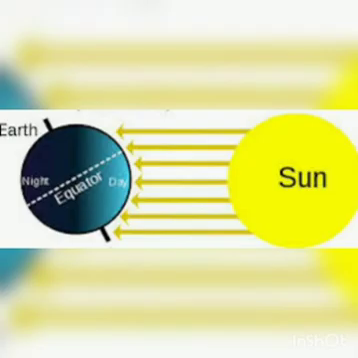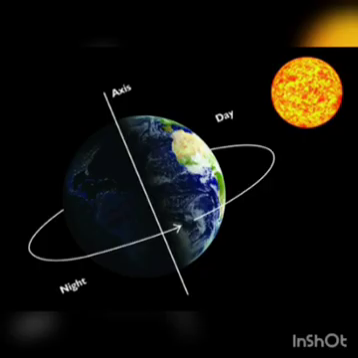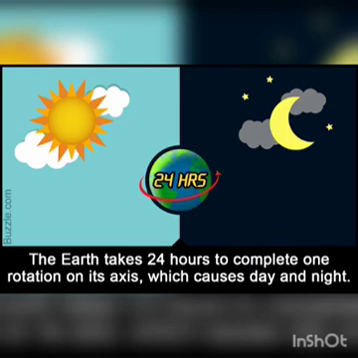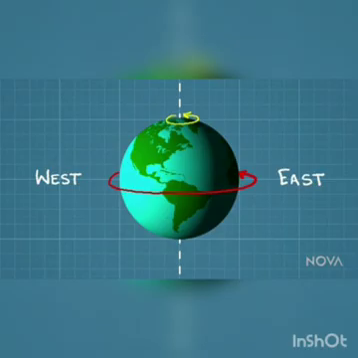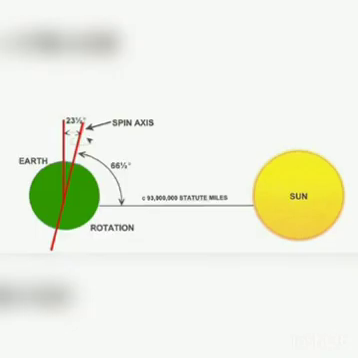Only half the planet can be facing the sun at any point of time. The side facing the sun is in daytime and the side not facing the sun is in night time. It takes 24 hours for the earth to do one turn on its own axis. Now the axis of the earth is not straight but tilted at an angle of 66.5 degrees. It is because of this tilt that the length of days and nights keep changing.